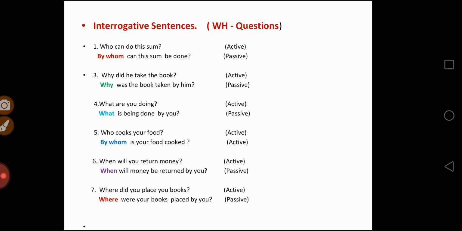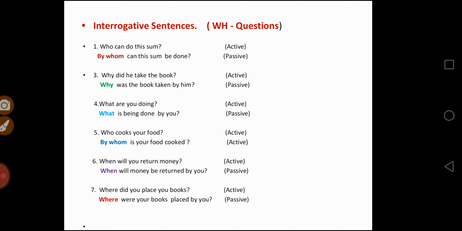Now interrogative sentences. WH questions. First we learn how to change WH questions into passive. That means when, where, which, how, why, etc. Who can do this sum? Who changes into by whom. By whom can this sum be done? Here in passive, the subject will be kept between two verb forms.